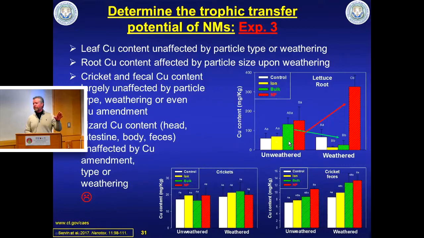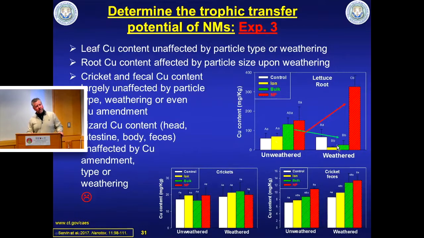So this is copper in the roots of plants that were added to the soil basically the day after the nanoparticle went in. And then this is the root data from plants that waited 60 days before they went in. And what was interesting was we saw this particle size difference.